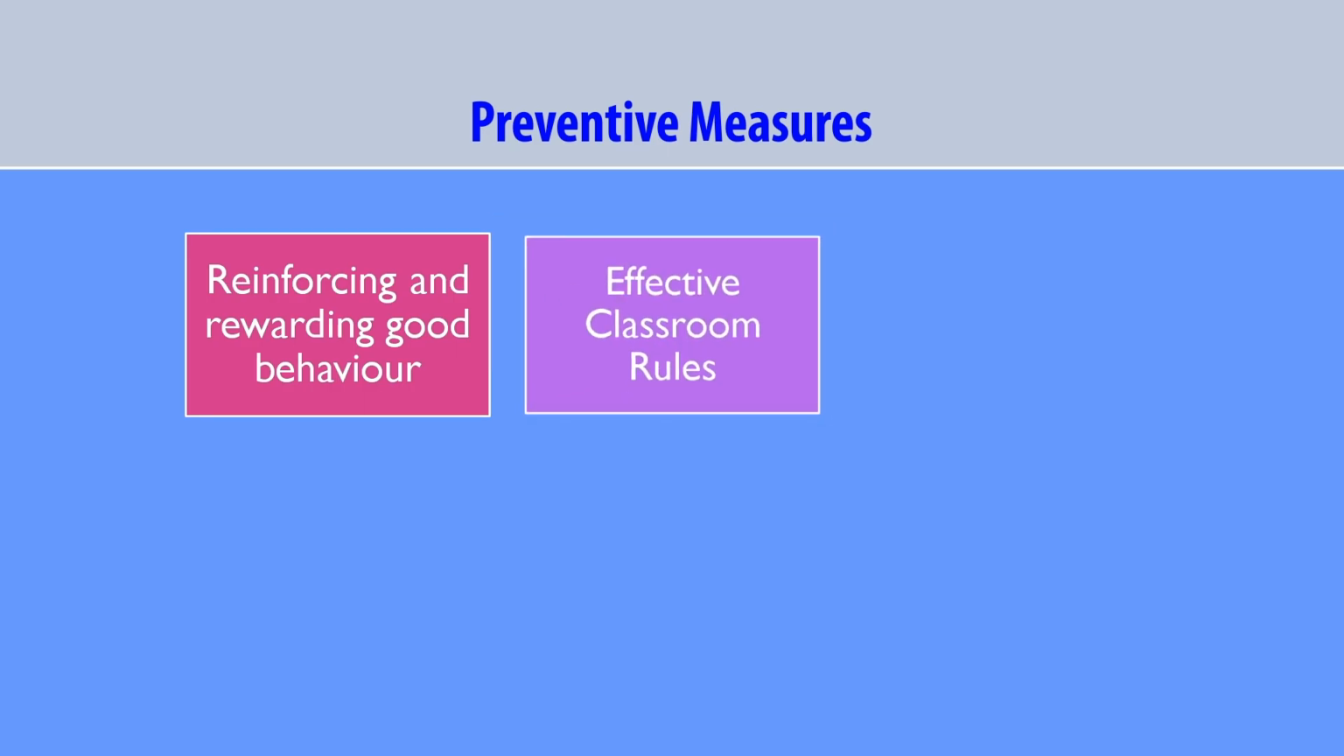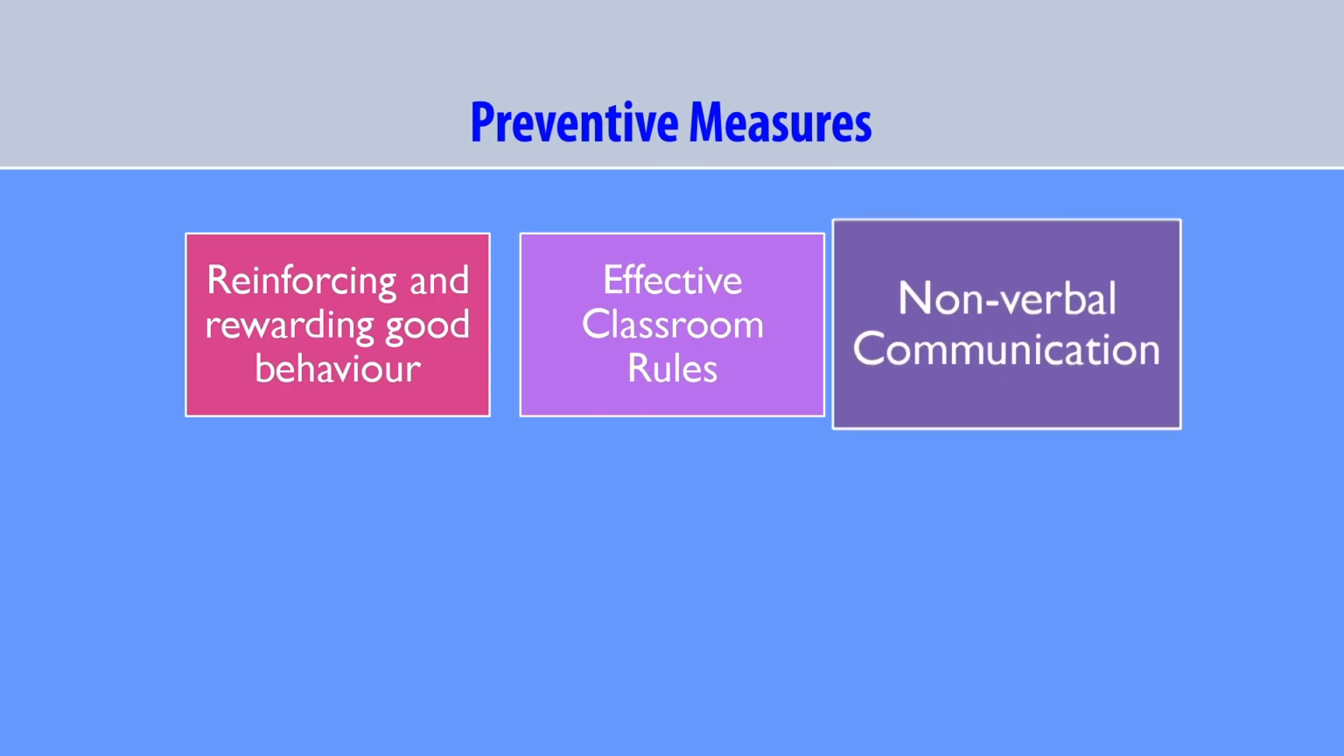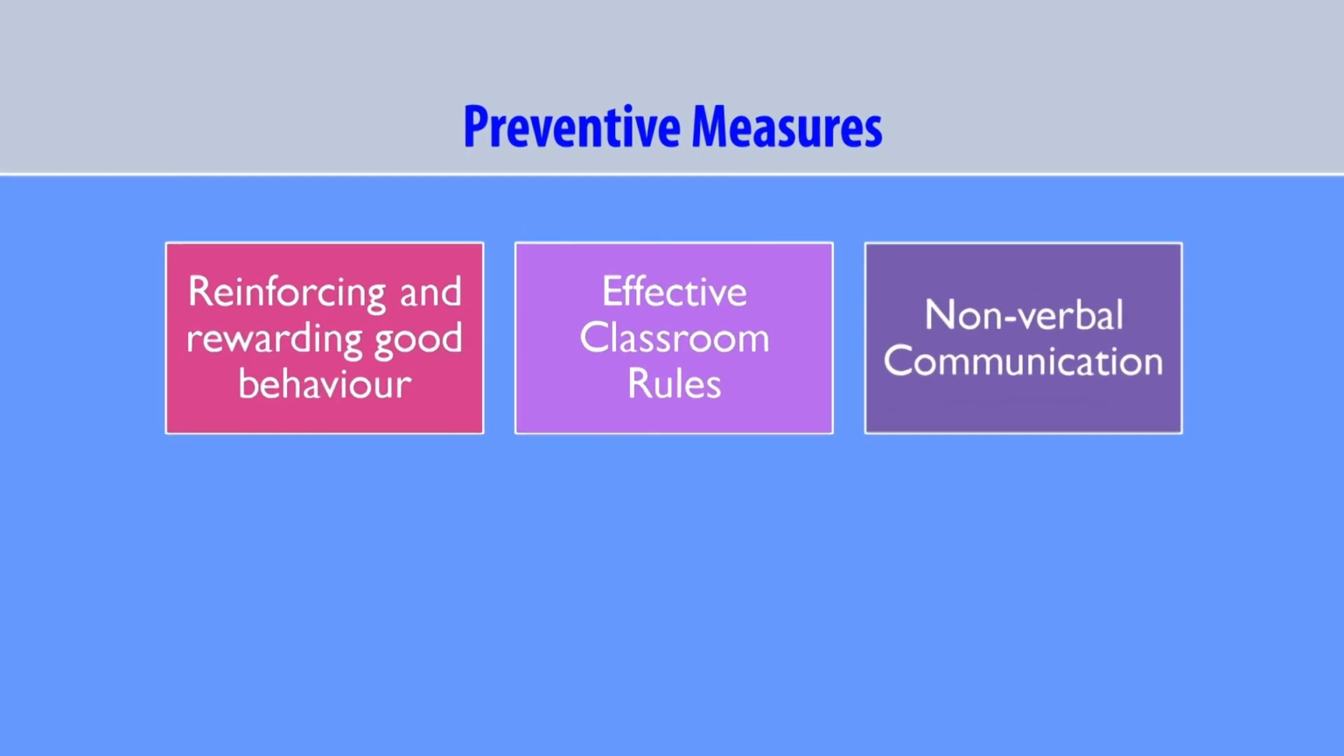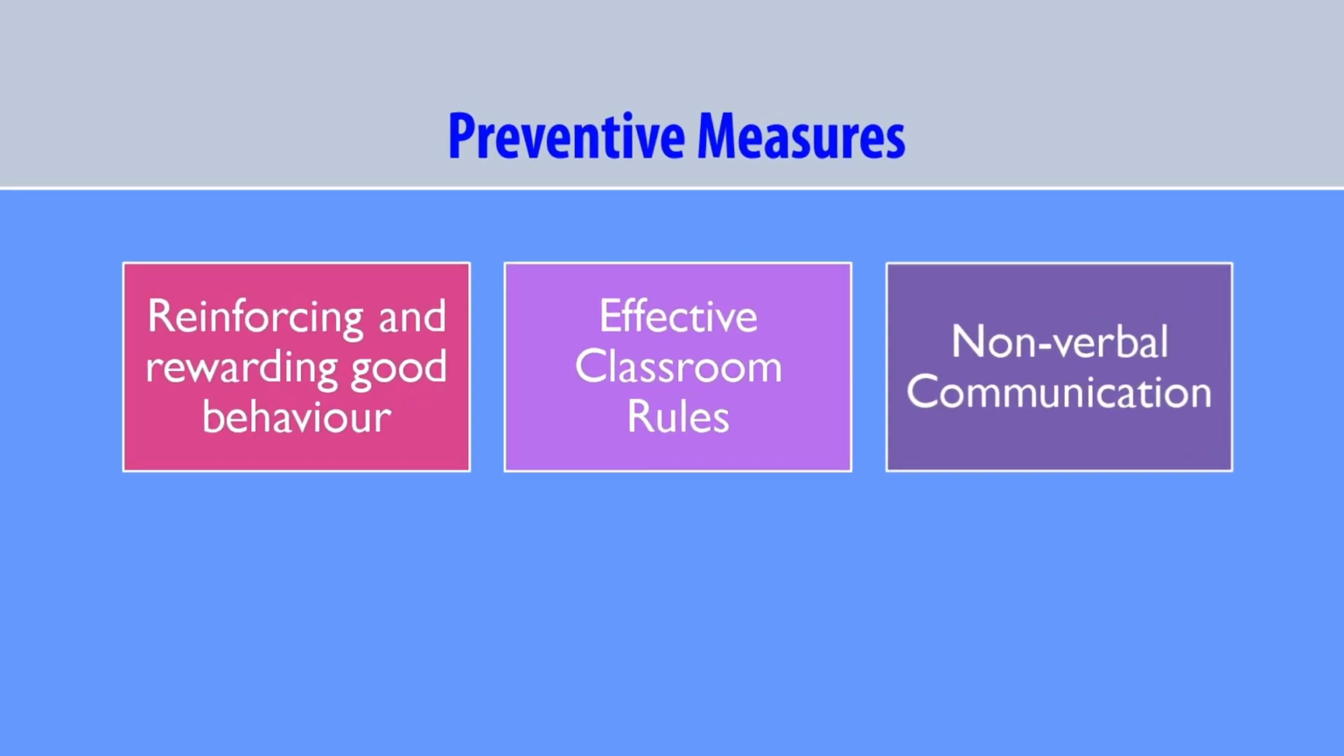Effective classroom rules, as I told you, you can create do's and don'ts categorically, and clearly they should be mentioned and explained to each and every learner. Then your non-verbal communication, your body language, your facial expressions are preventive measures which prevent many things from happening.